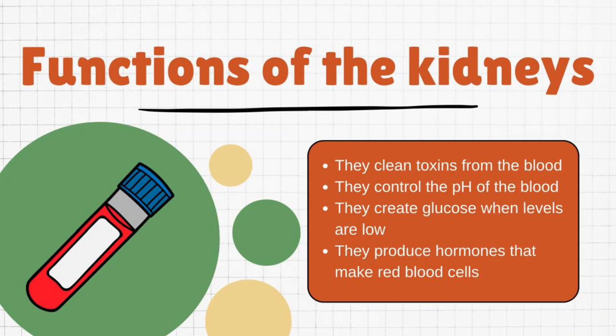There's a lot. For example, first of all, they clean toxins from the blood. Second, they control the pH of the blood. Third, they create glucose when levels are low. And fourth, they produce hormones that make red blood cells.